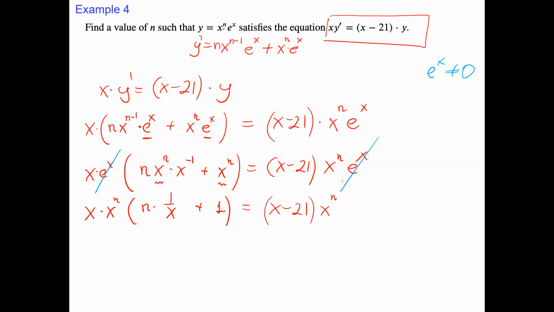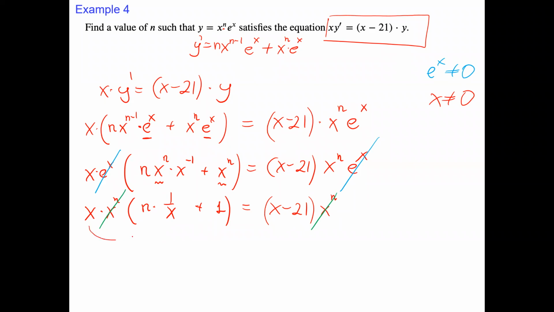Because we don't exactly know what x is, I can also divide both sides by x to the power of n. But I will just make a note that x is not 0, just to make sure that we're not dividing by 0. Okay, x is not 0. Then I will distribute.